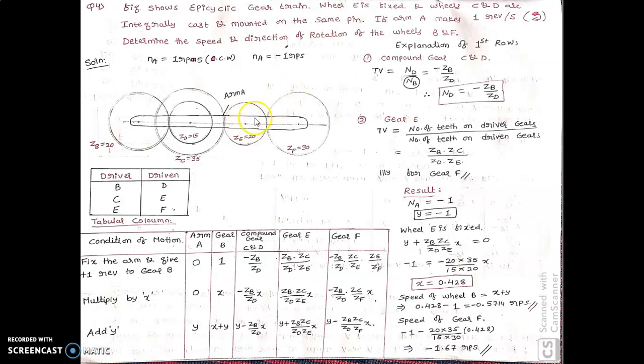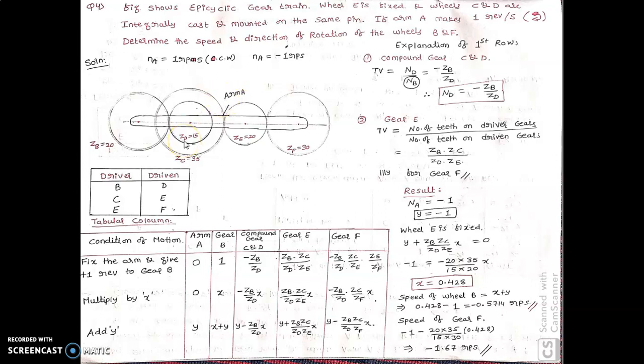So this is wheel E, it is fixed, okay, and all the gears are mounted on a single pin and the arm is connected along them, right? And if arm A makes 1 revolution clockwise, then we need to find out the speed and direction of rotation of wheels B and F. As we already know, for 1 revolution per second clockwise, the direction of rotation, if it is clockwise, we have to take it as a negative sign, that we have discussed in the previous class.